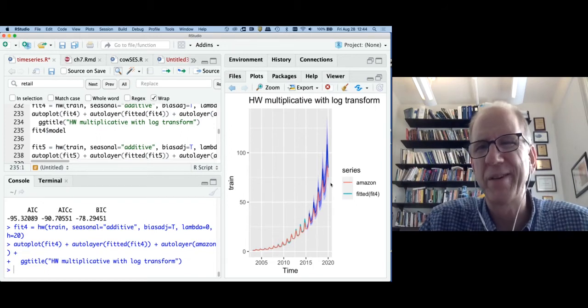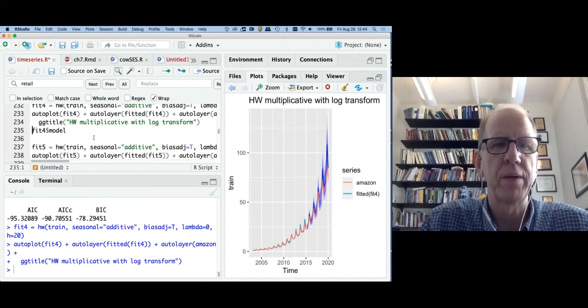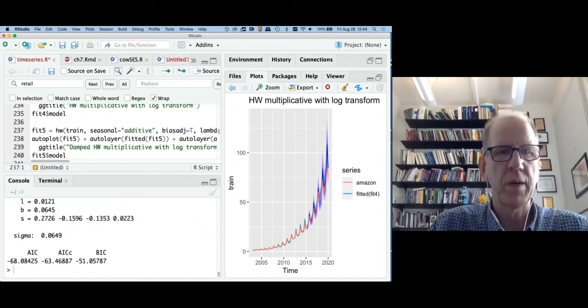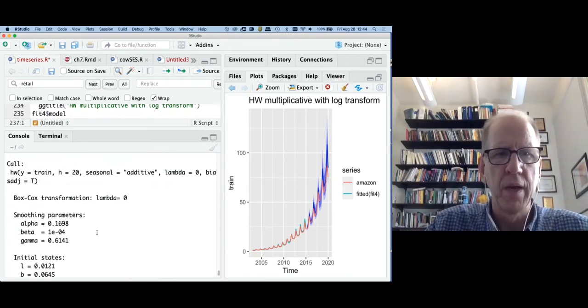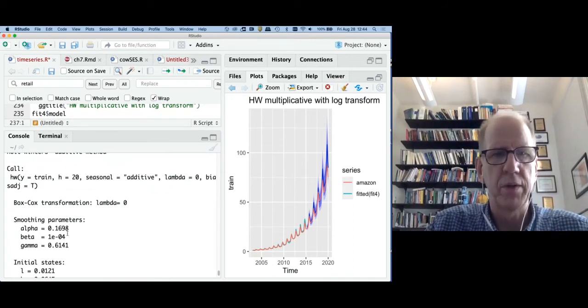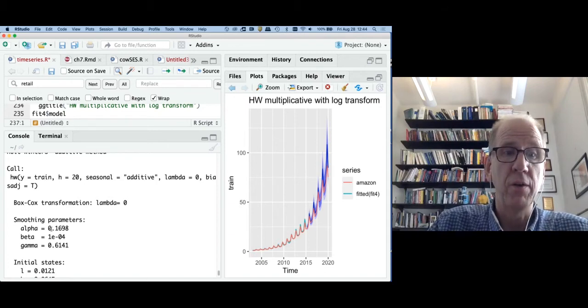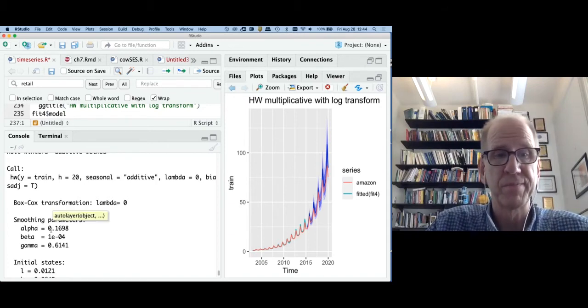Maybe it's gotten a little bit better, but I would say both models are very good. Now we can go look at our parameter estimates. I think we're getting close to a pretty good model here. What's interesting on this is the alpha is substantially decreased from what we saw with the retail example.